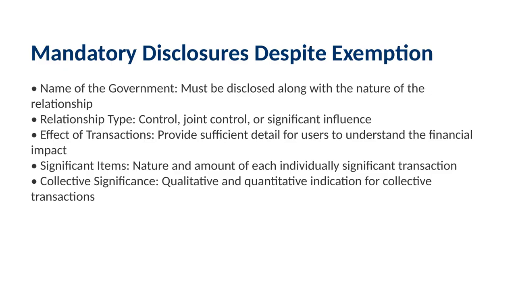But here is the catch, and this is where students often lose marks. This is not a total blanket exemption. Even if the entity applies this exemption, it must still disclose two critical things. First, the name of the government and the nature of its relationship, such as whether it is control, joint control, or significant influence. Second, it must provide information in sufficient detail so that users can understand the effect of these transactions. This includes the nature and amount of each individually significant transaction, or a qualitative and quantitative indication for those that are collectively significant.